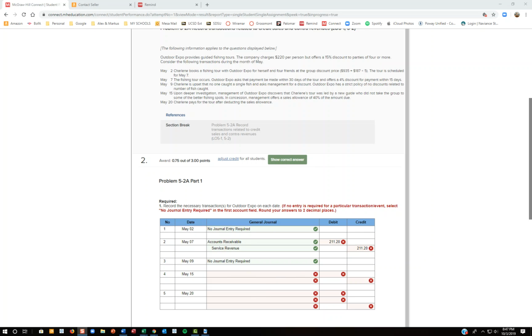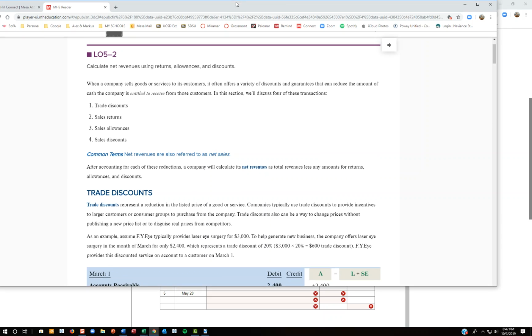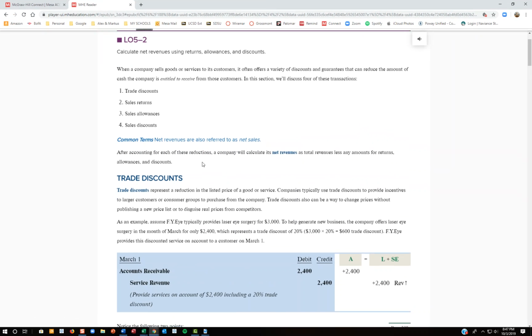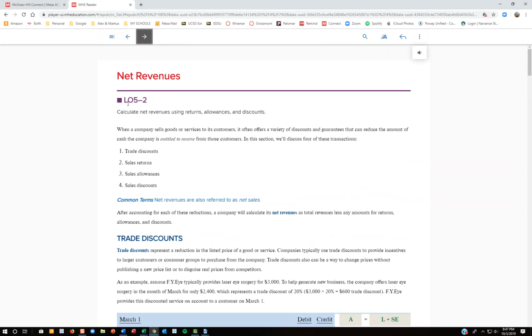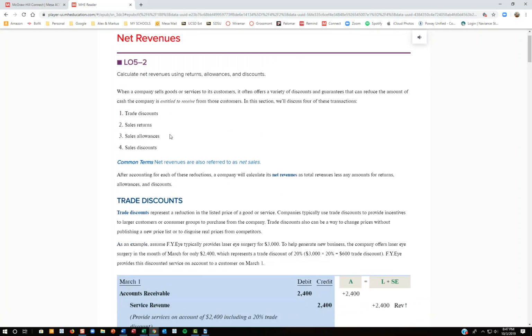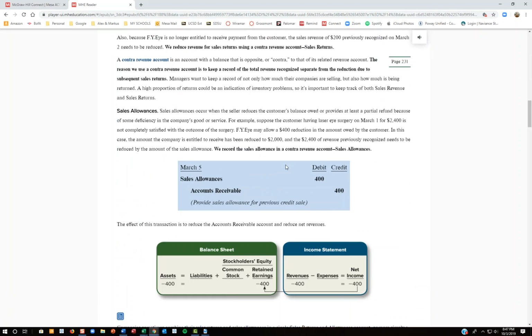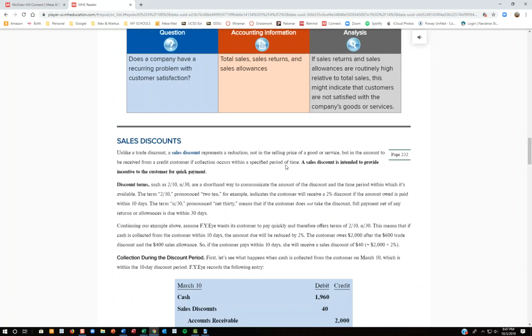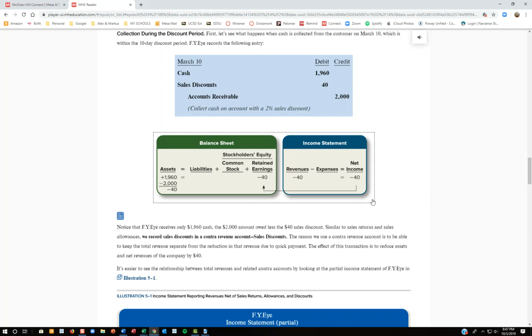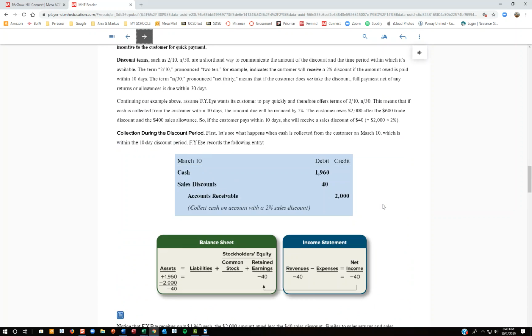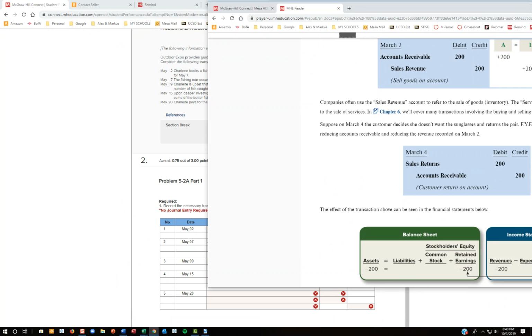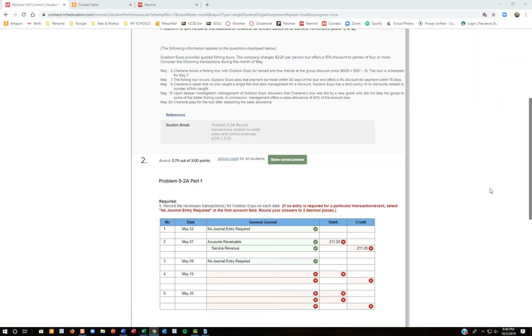All right. If you need kind of a reminder of where we're at and you want to look this up, I actually found it in the ebook over here, and this is under the net revenue. So we're dealing with trade discounts, sales returns, sales allowances, sales discounts. I'm not sure, it looks like it's on page 230. So I want you to go back through here and read this stuff, because it will tell you exactly what the journal entries are and what the thought process is behind it. Okay, so that is there.